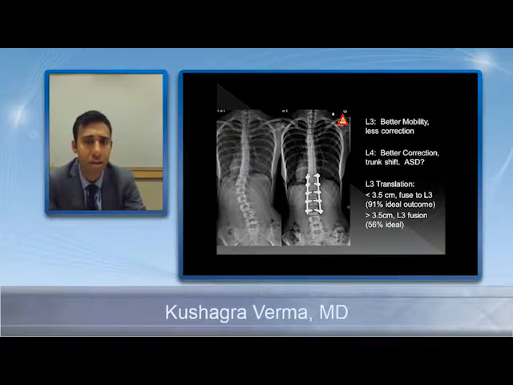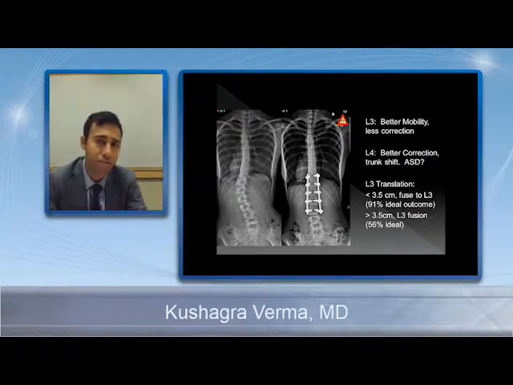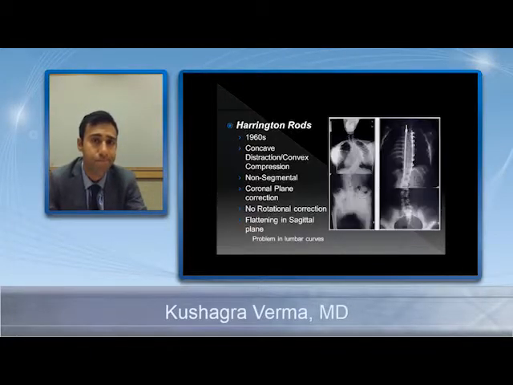If there's L3 translation that is less than 3.5 centimeters, we tend to fuse to L3 and save those extra levels. If the L3 is translated off to the side more than 3.5 centimeters, then I think it is best to stop at L4. But this is an area that at almost every spine deformity conference we go to is actively debated, and for good reason, because the long-term implications are significant.